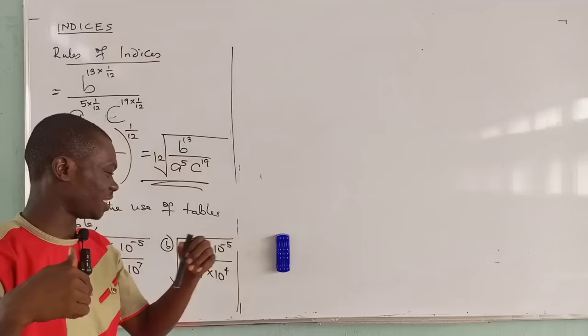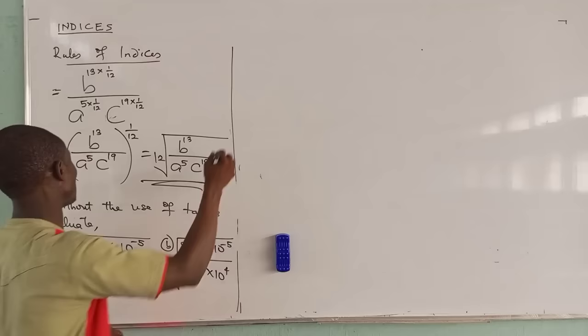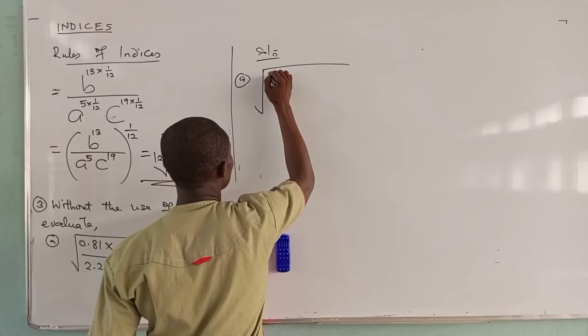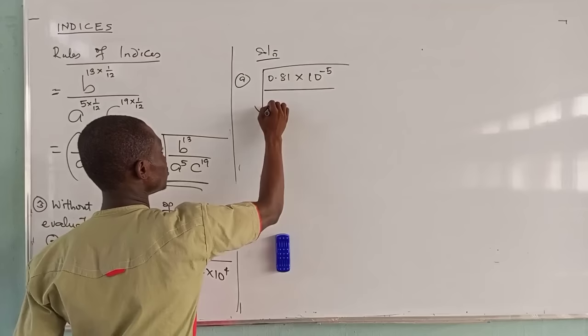So let's take the first problem here. So here we have the solution. The A part there says that we have the square root of 0.81 times 10 raised to the power minus 5 all over 2.25 times 10 raised to the power 7. So what do we do with that?